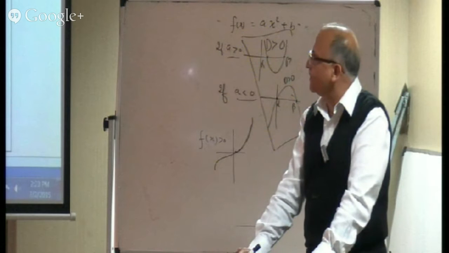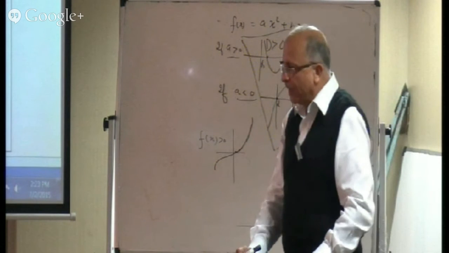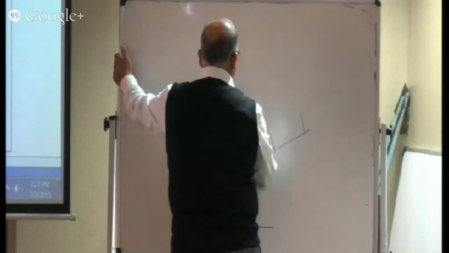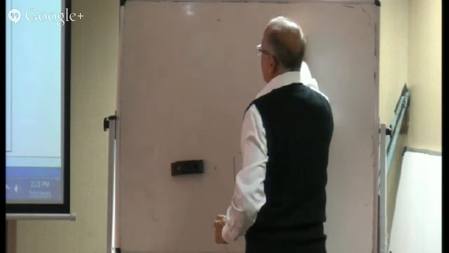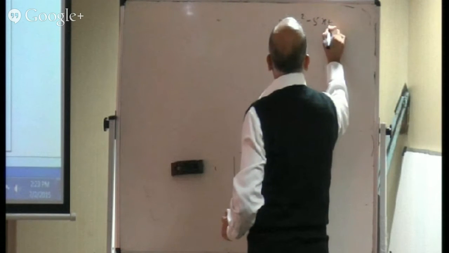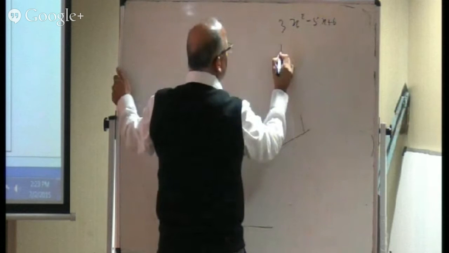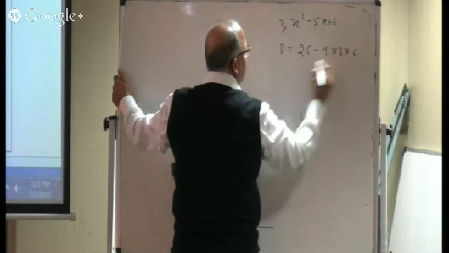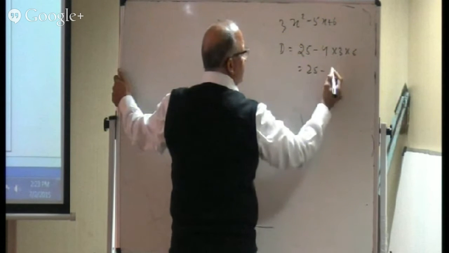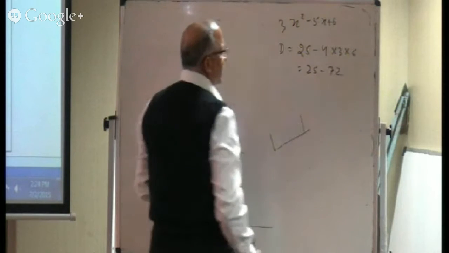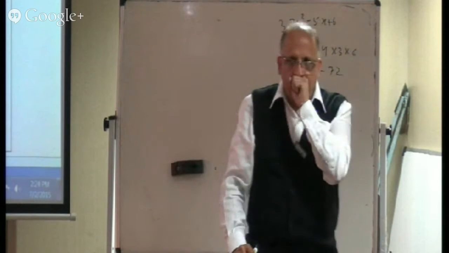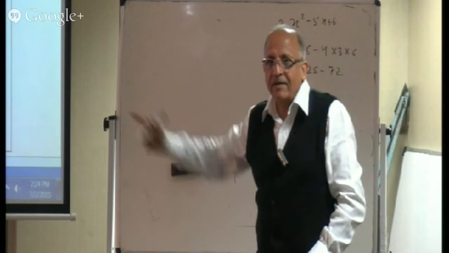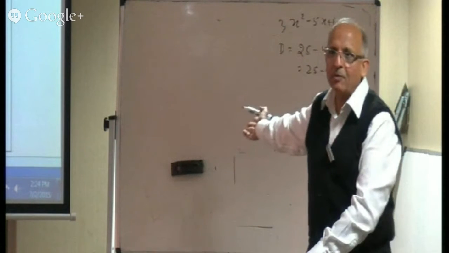What about the first question? 3x square minus 5x plus 6. What is d in this case? D is b square minus 4 into 3 into c. This is 25 minus 72, which is negative. So since the sign of x square is positive, this has to be positive.